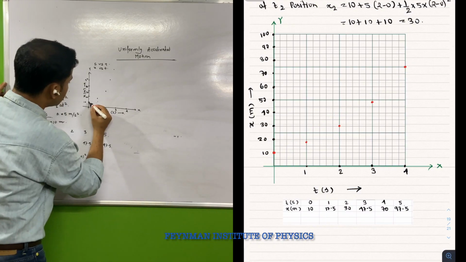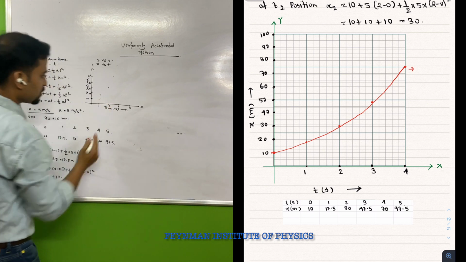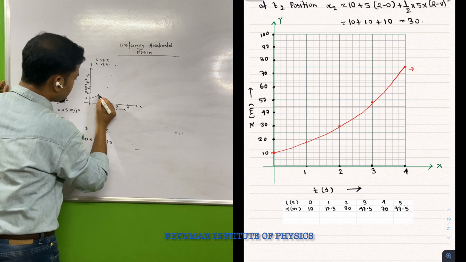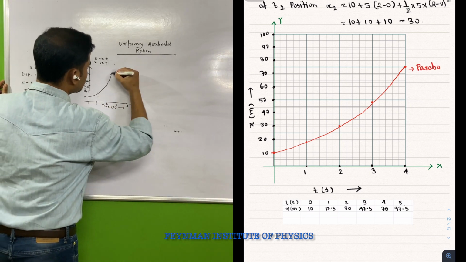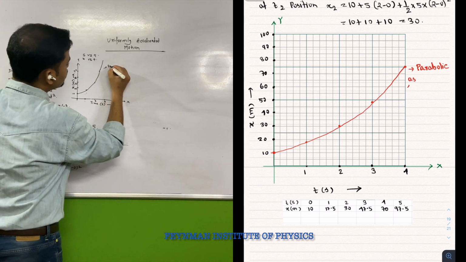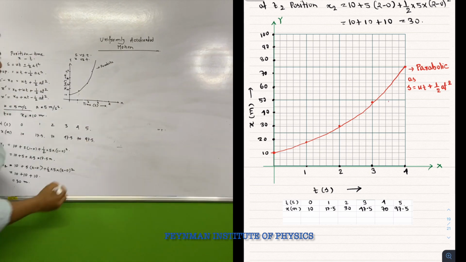You will find the graph if you plot it best. If you connect all the dots by a best fit curve, then you can find a graph like this. So obviously this is a parabolic graph. You can see that this is a parabolic graph.